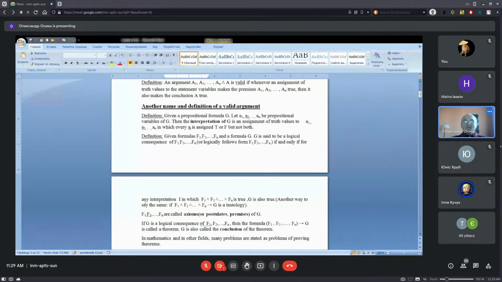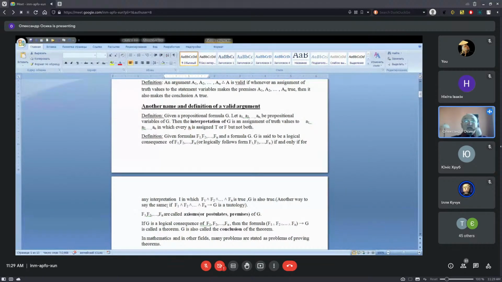If for any interpretation I in which f sub 1 and f sub 2 and f sub n is true, in other words, each of these formulas is true in this interpretation I, then of course this conjunction is also true, and G is also true. Another way to say the same thing: whenever this is true, then this is also true.